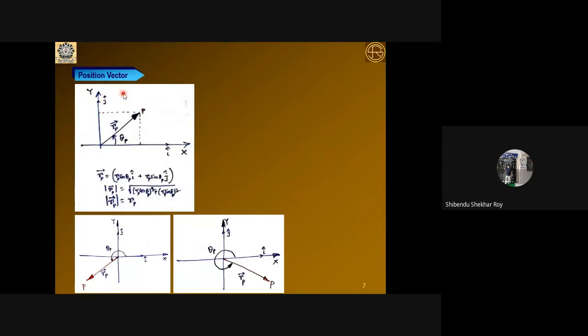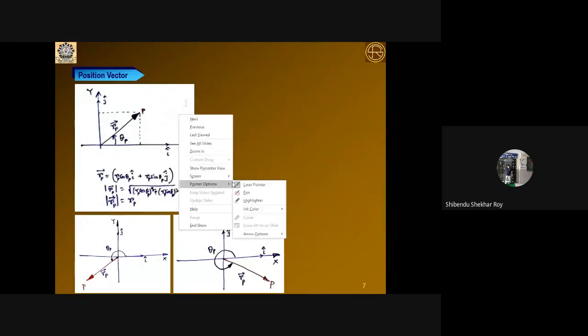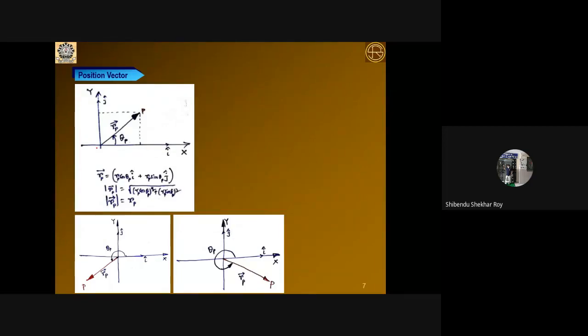Now you see that for any point P, its position vector is represented like this. Here this is O, so the position vector is OP. A bar represents the vector, so it is the R_P vector. Symbolically, I am writing R suffix P, the R_P vector.